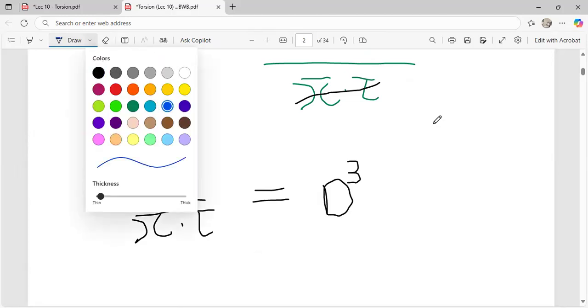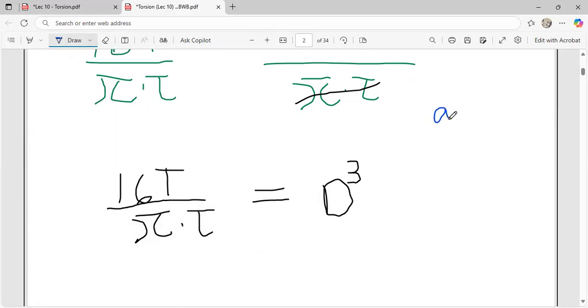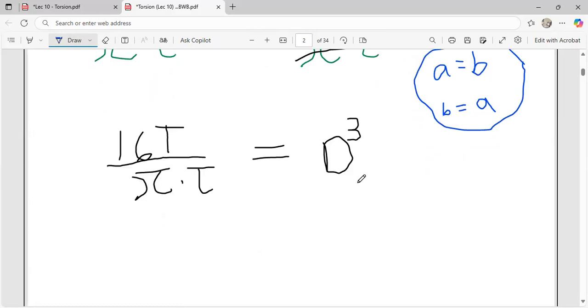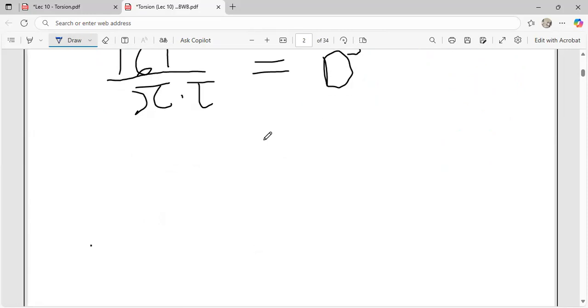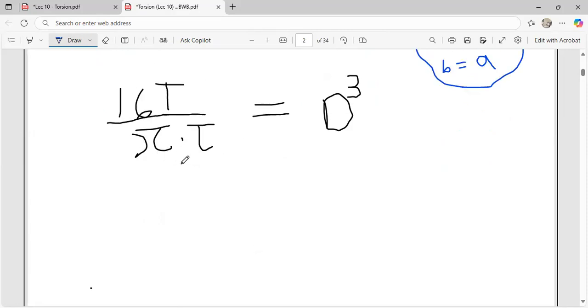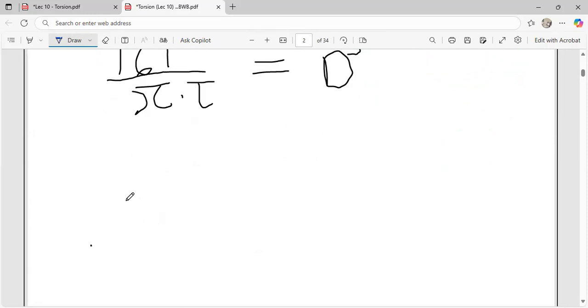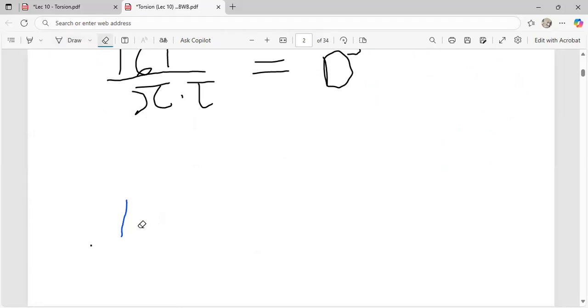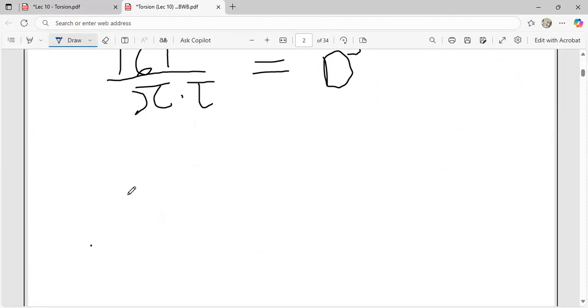Take note that in physics, if A is equal to B, then B is equal to A. So at the end of the day, if 16T over pi tau is equal to d cube, it means that d cube is also equal to 16T over pi tau.